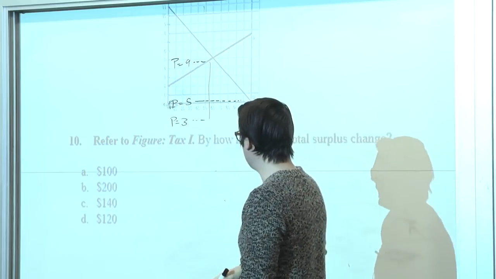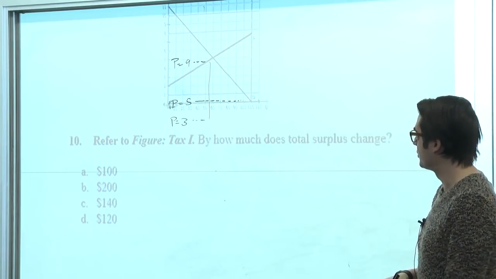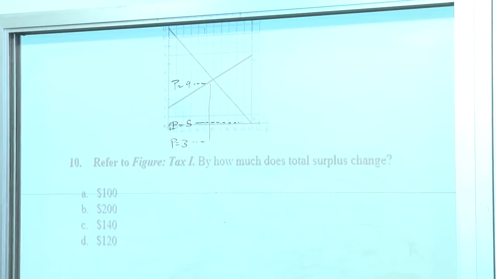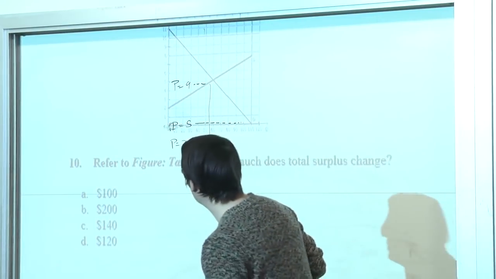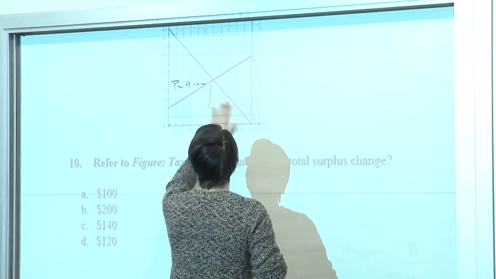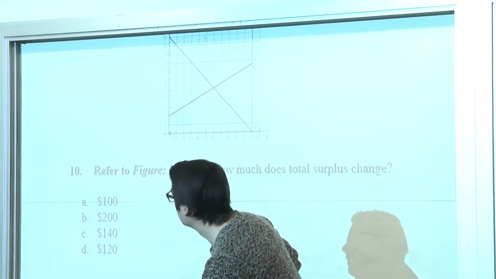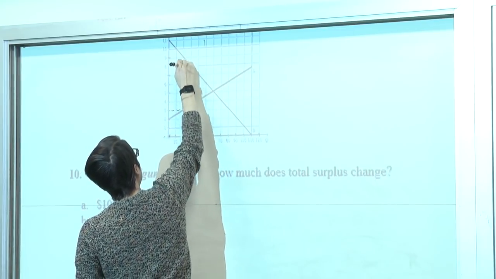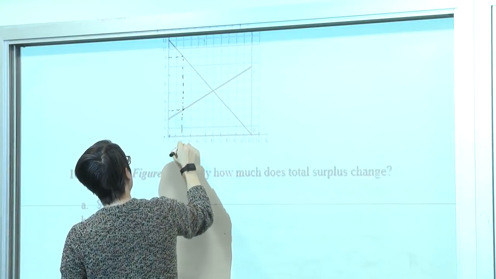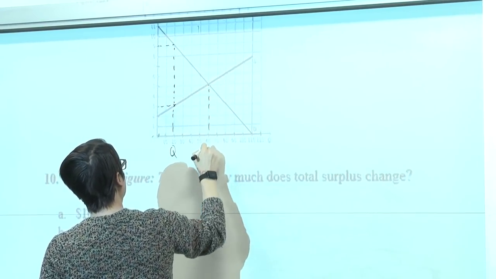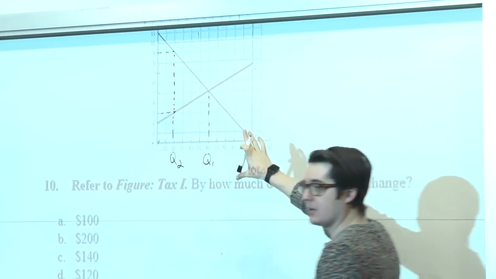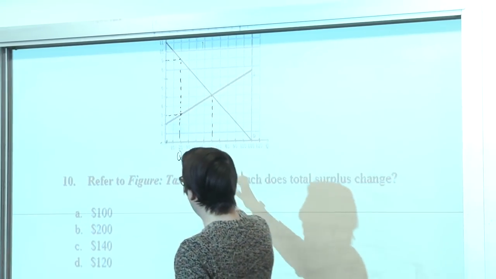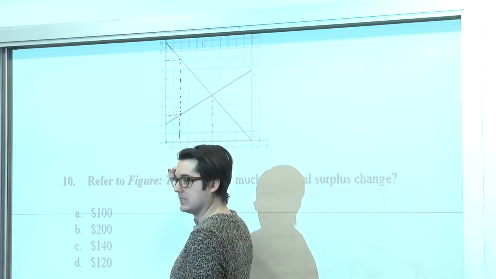All right, question 10 asks, how much does this change total surplus? So to answer that question, let's put this on here real quick again. All right, so the initial quantity was up here at 60. That was the initial equilibrium. After we impose this tax, we put in this $6 tax wedge here. Our quantity is going to fall down to 20.